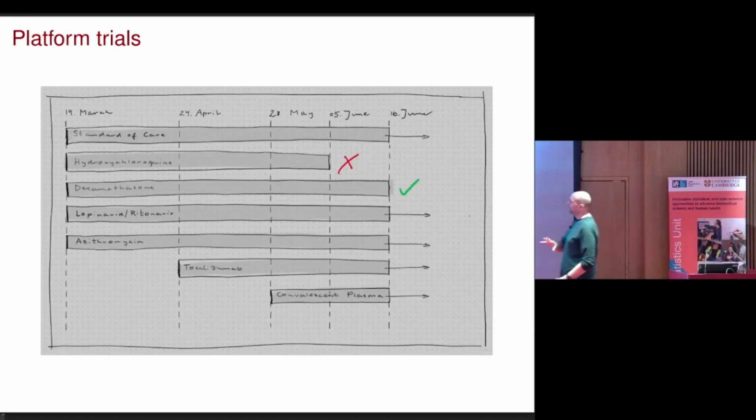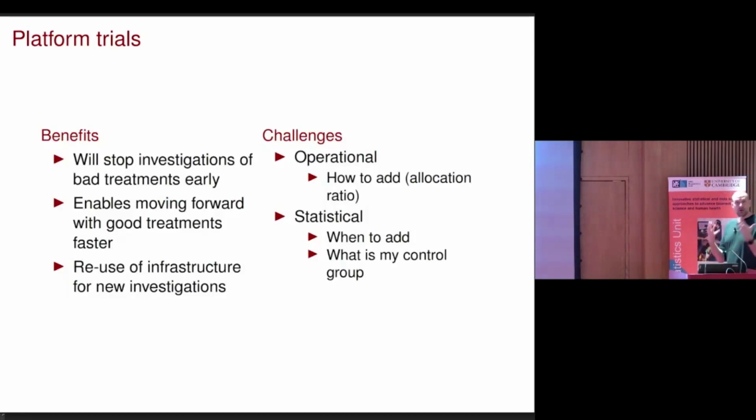But in addition, you could see that treatments have been added to the design as the study was ongoing. So we get the same benefits as for a multi-arm, multi-stage design, early stopping, either because the treatment is bad or because it's good. But in addition, we have an opportunity to reuse all the infrastructure that we've put in place in order to run the study to investigate additional treatments that might not have been available at the start of the study that we might want to investigate as well.